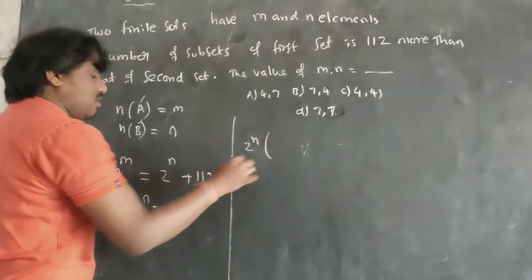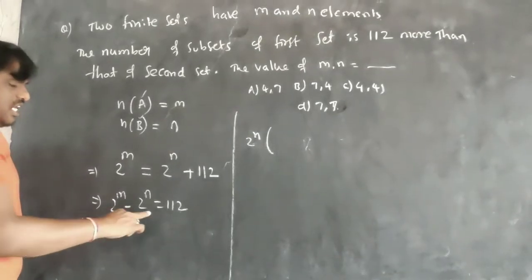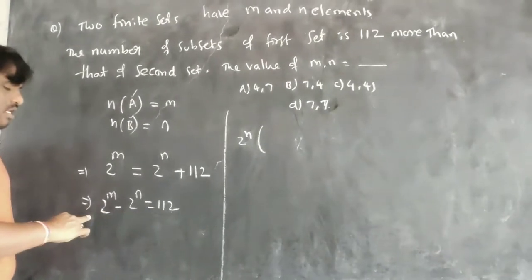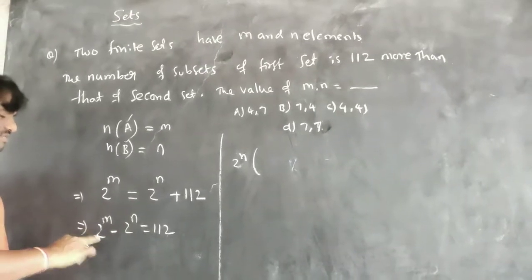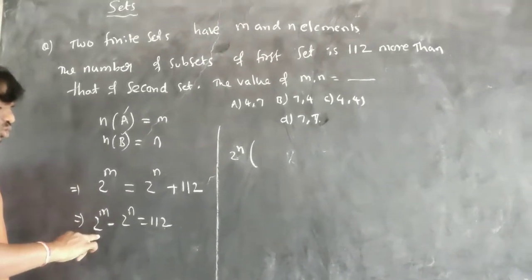Take 2 power n common here. If I take 2 power n common, then whenever I take 2 power n common, that will be divided here, because there is no 2 power n.